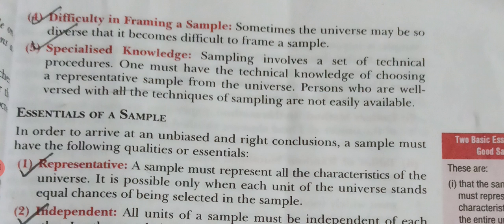Next is specialized knowledge. To frame a sample, to select the sample, to select the method of sampling, to get the information, to draw the conclusion, it is not an easy task. So it can be done only by a person who is well versed with those techniques. But such persons, who have the knowledge of all the techniques of sampling, are not easily available. So these are the different points of demerits of sampling.